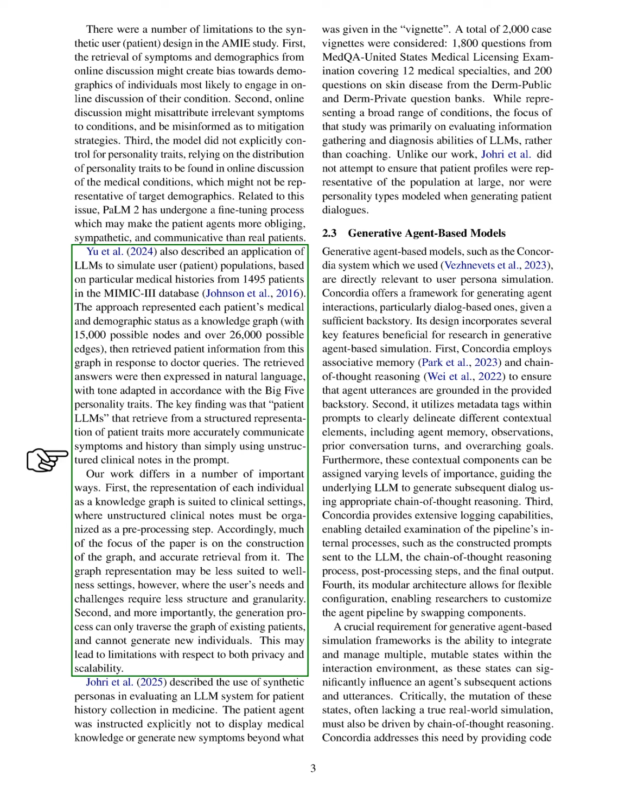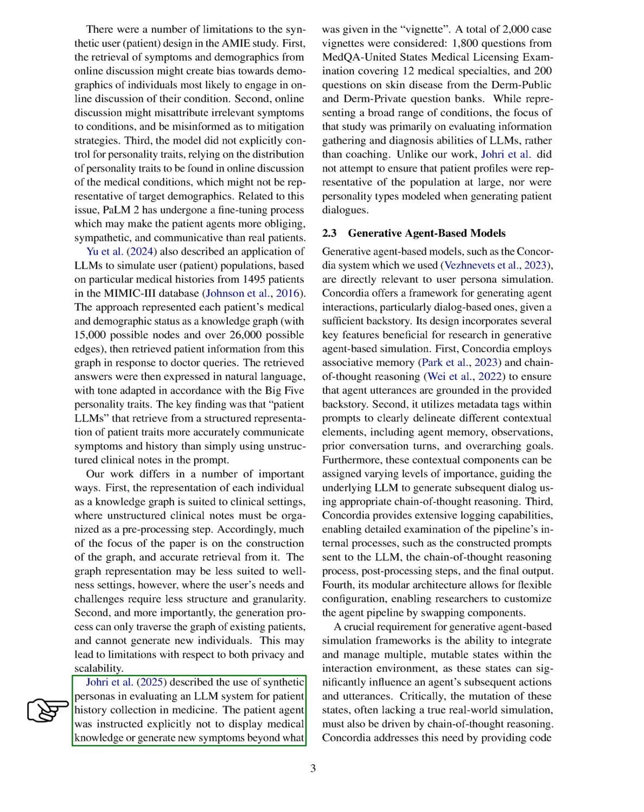Without the reasoning RAG and knowledge graph, performance significantly declined. Lastly, we discussed using synthetic personas to evaluate an LLM system for collecting patient histories in medicine. The patient agent was instructed not to display medical knowledge or generate new symptoms beyond the provided case vignettes.